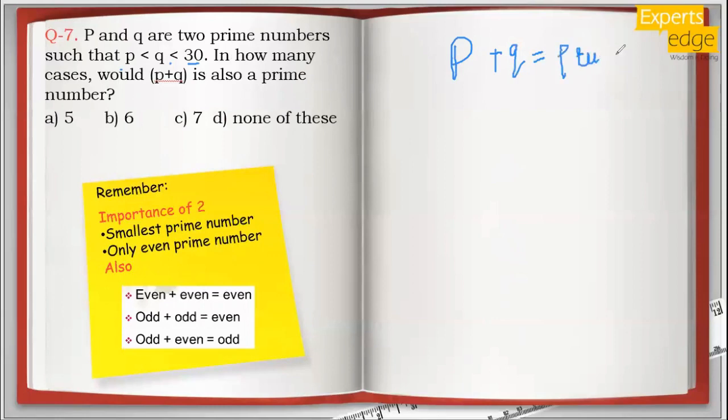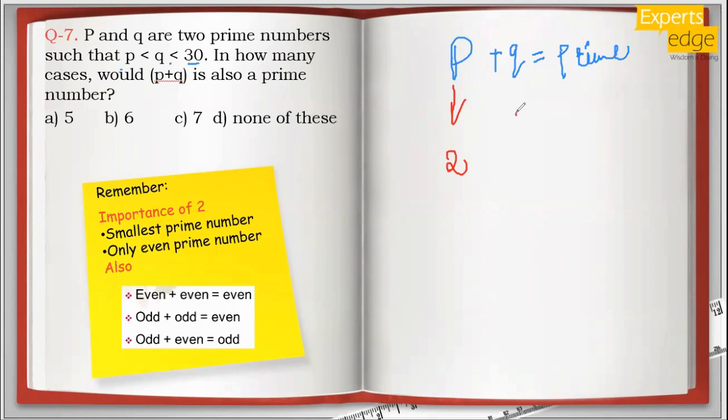Is it possible if I don't take 2, like let's say P is not equal to 2? What will happen then? Both will be odd, and odd plus odd, I know, will be even, and any even number can never be a prime number except 2. So for sure, I know that P has to be 2. There is no option. So the value of P has to be 2.